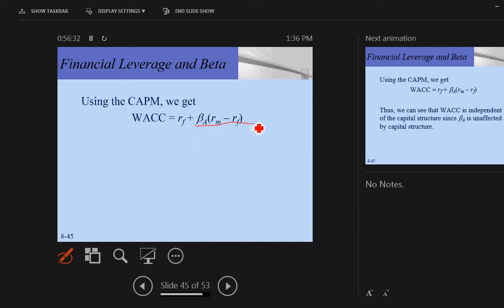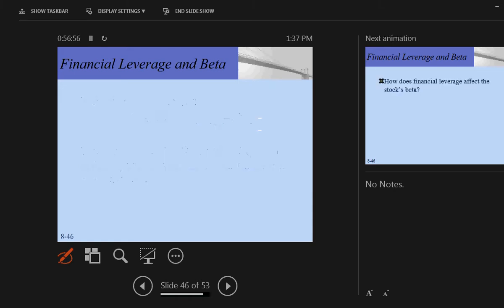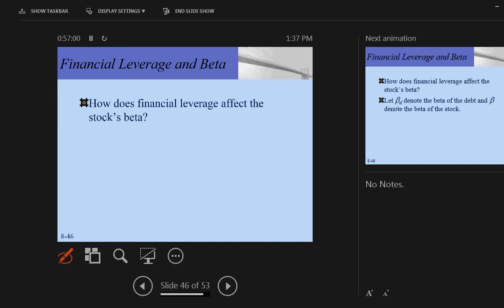Note that the non-diversifiable risk associated with investment in this company is the product of beta A and the market price of risk. So we can see that WACC is independent of the capital structure. We don't see any term associated with leverage here, so there's no reason to worry about the capital structure impacting WACC. Now, how does financial leverage affect the stock's beta?